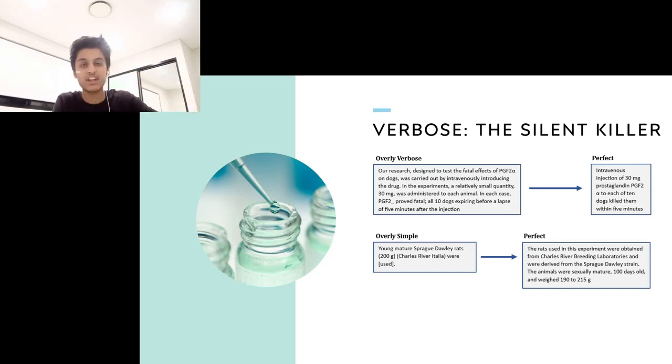And so in this case, you want to increase the amount of words you use. There's this sweet spot, and in this case, the sweet spot would be: the rats used in this experiment were obtained from Charles River breeding laboratories and were derived from the Sprague Dawley strain. The animals were sexually mature, 100 days old, and weighed 190 to 215 grams. See, that's more precise, and if someone's reading this paper, they get so much more information, especially someone that's really into that field. So that's something you want to do.